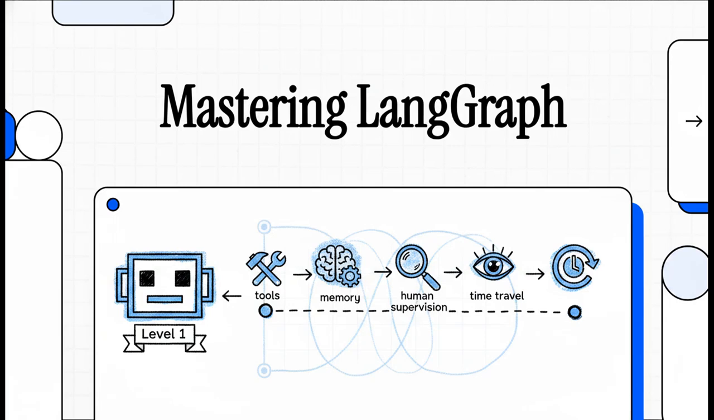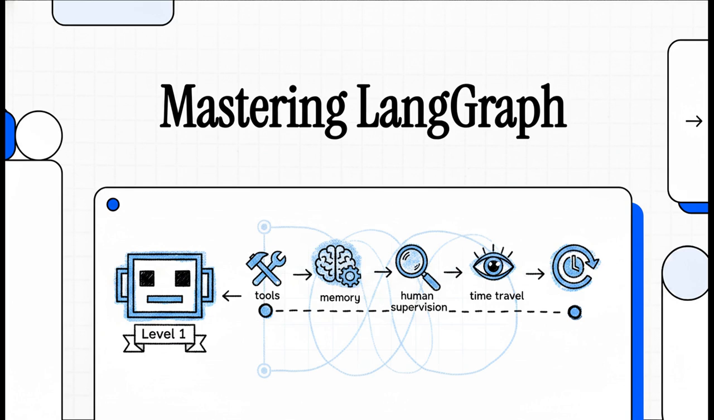Welcome to This Explainer. Today, we're looking at something absolutely fascinating from our source material: how to build truly intelligent AI agents. The easiest way to wrap our heads around this is to think of it like a video game progression. We're going to start with a super basic level 1 chatbot, and step by step, we'll figure out how to level it up. We'll give it tools, memory, human supervision, and finally, a literal superpower, where we can time travel through the AI's actual thought process.